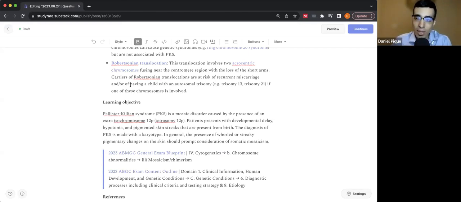So you can make the diagnosis with a karyotype. And in general, whenever you see whorls or streaks on the skin, whether it's hypo or hyperpigmented, you really want to think about whether that patient could have some element of somatic mosaicism.